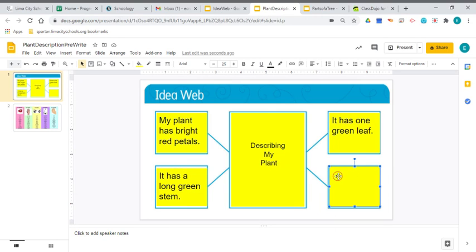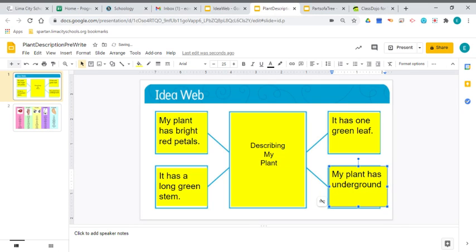And the last thing that I'm going to say is my plant has underground, oops, I'm going to have to make this box just a little bit bigger to be able to fit that whole word on there. There we go. Has underground roots. And I could have said it has brown underground roots, right?